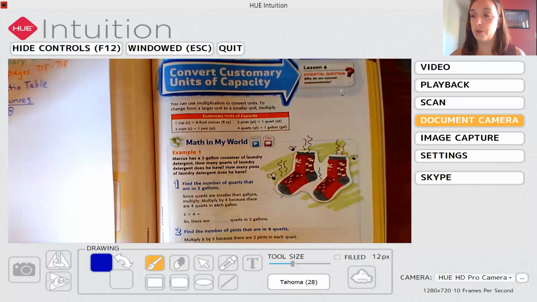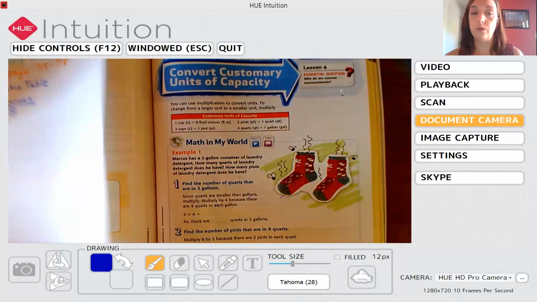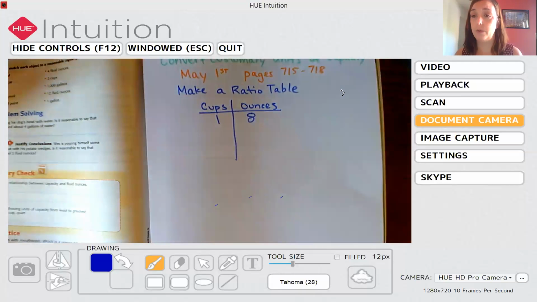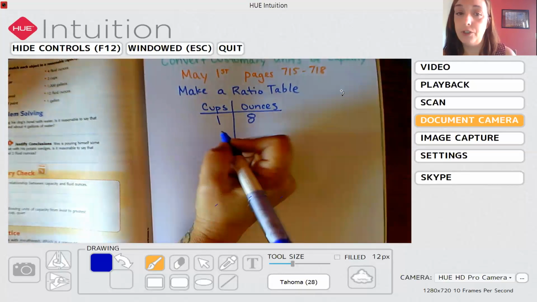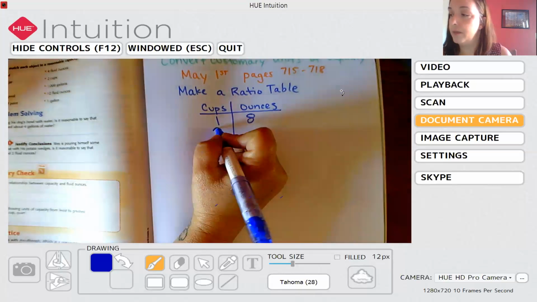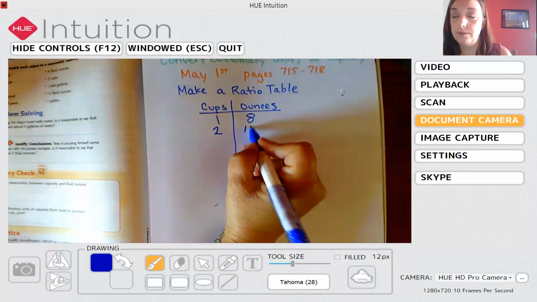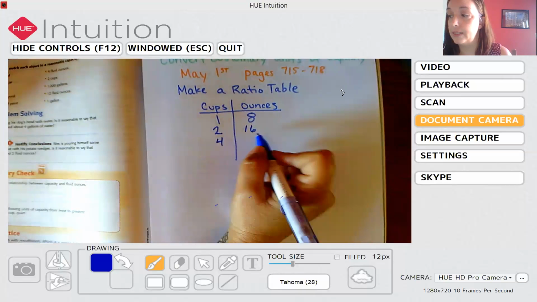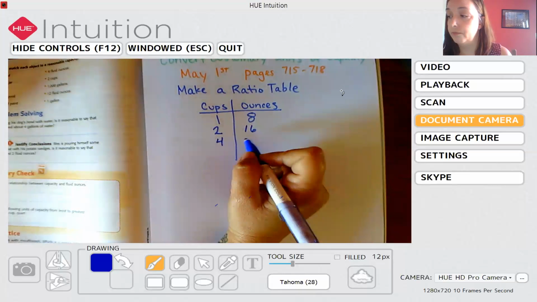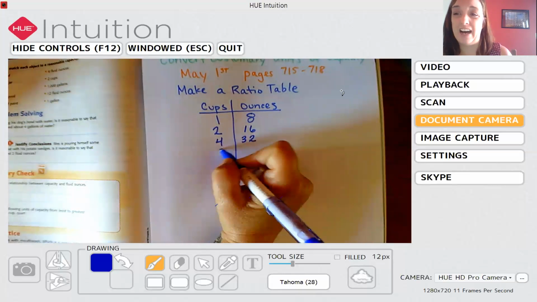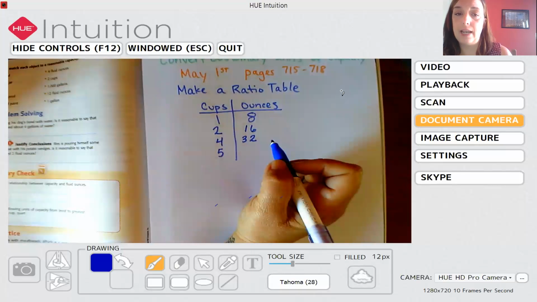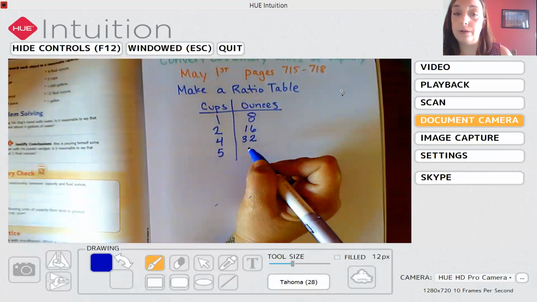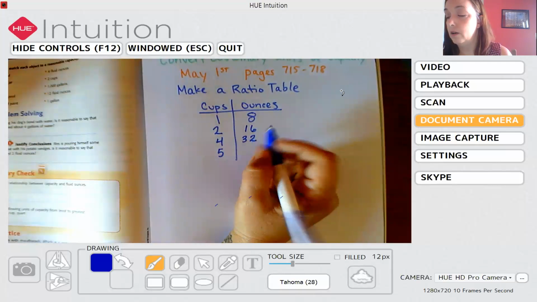So I'm going to remind you how we can use a ratio table to help us. So remember, 1 cup equals 8 ounces. So if I have 2 cups, that's going to give me 16 ounces. Then if I double that and I want to make 4 cups, I can double 16. That will give me 32. Let's say that I want 5 cups. I can take 4 cups plus 1 cup will be 5 cups. So 32 ounces plus 8 ounces will give me 40 ounces.